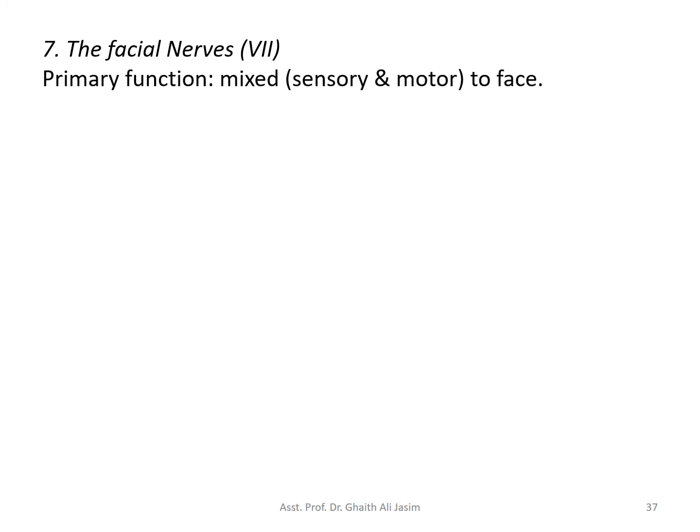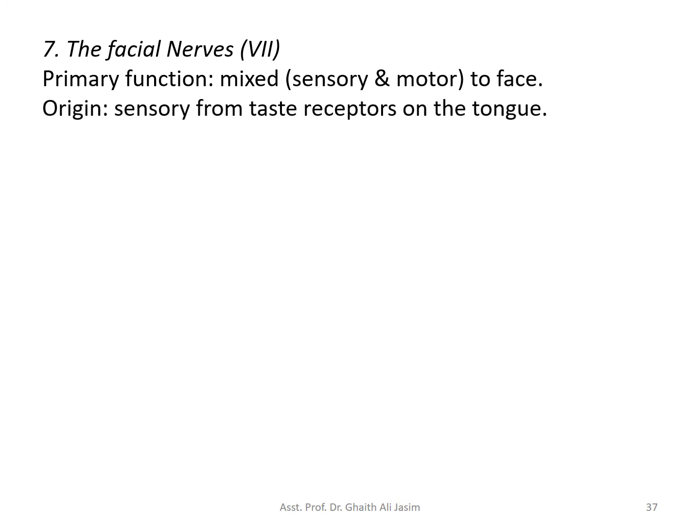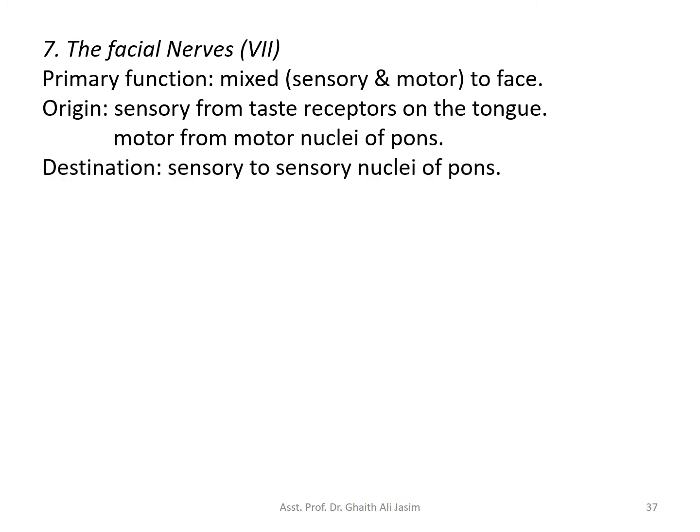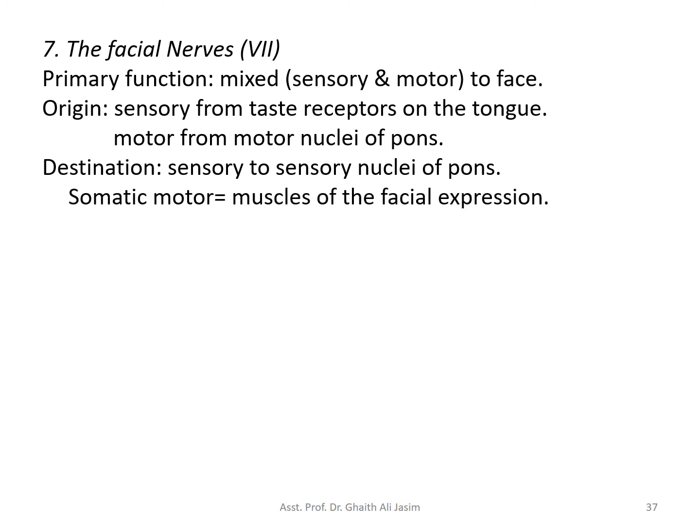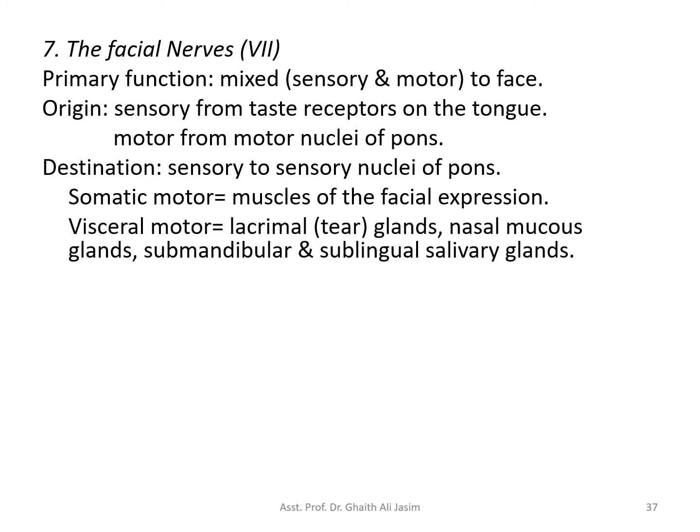Nerve number 7, the facial nerves. Primary function, mixed, sensory and motor to the face. Origin, sensory from taste receptors on the tongue. The motor from motor nuclei of the pons. Destination, sensory to the sensory nuclei of the pons, while the somatic motor goes to the muscles of facial expression. The visceral motor innervates the lacrimal, tear glands, nasal mucus glands, submandibular and sublingual salivary glands.